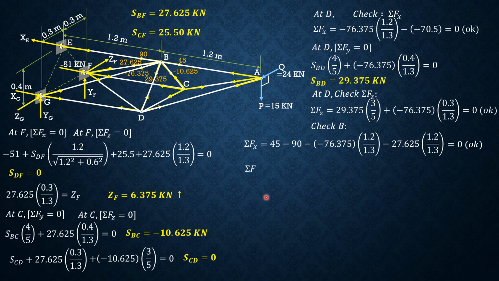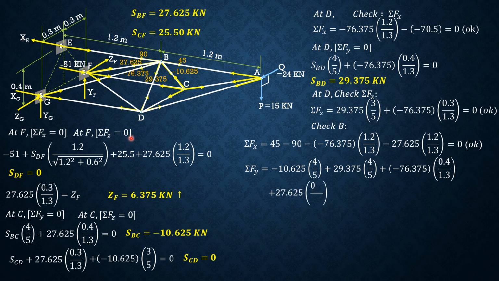So okay. Summation forces Y, downward positive. So negative 10.625 times 4 over 5 plus 29.375 times 4 over 5 plus negative 76.375 times 0.4 over 1.3 plus 27.625 times 0.4 over 1.3. So computing, summation forces y is exactly 0, so it also balances.